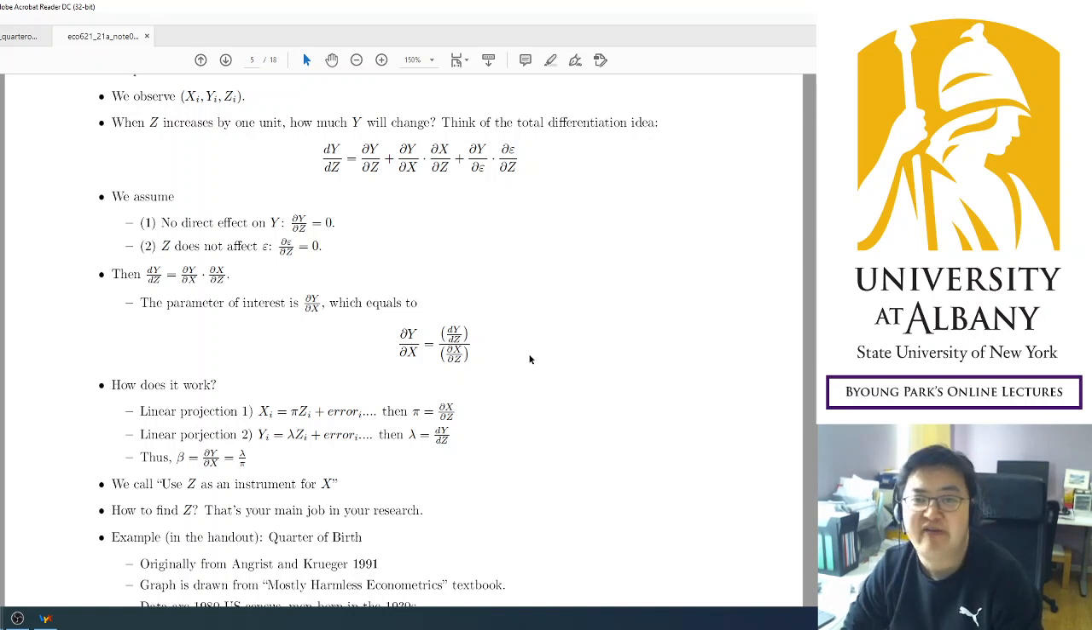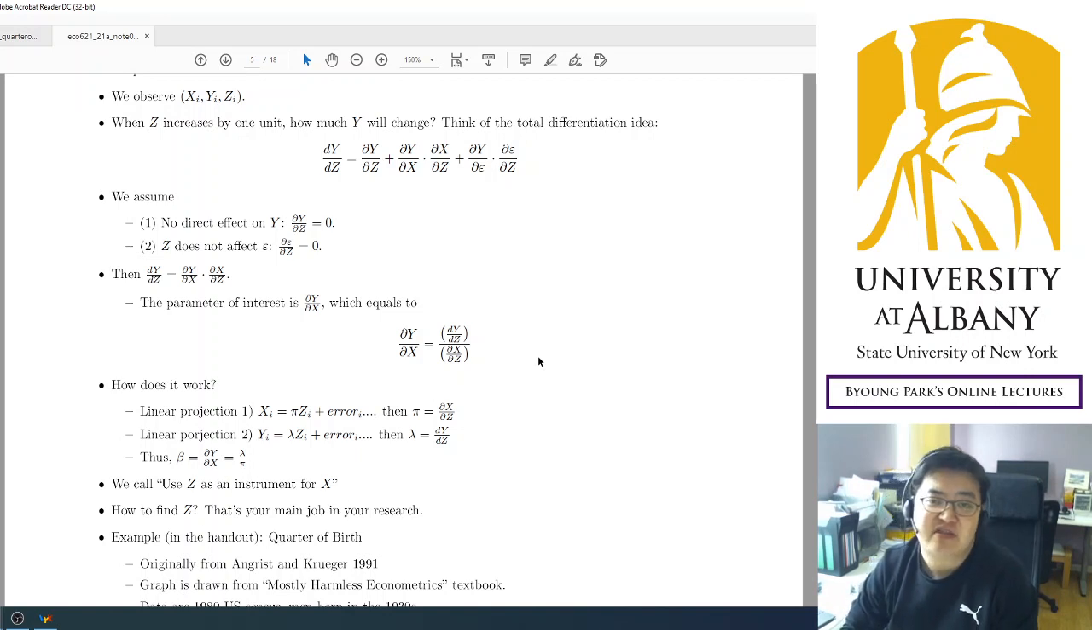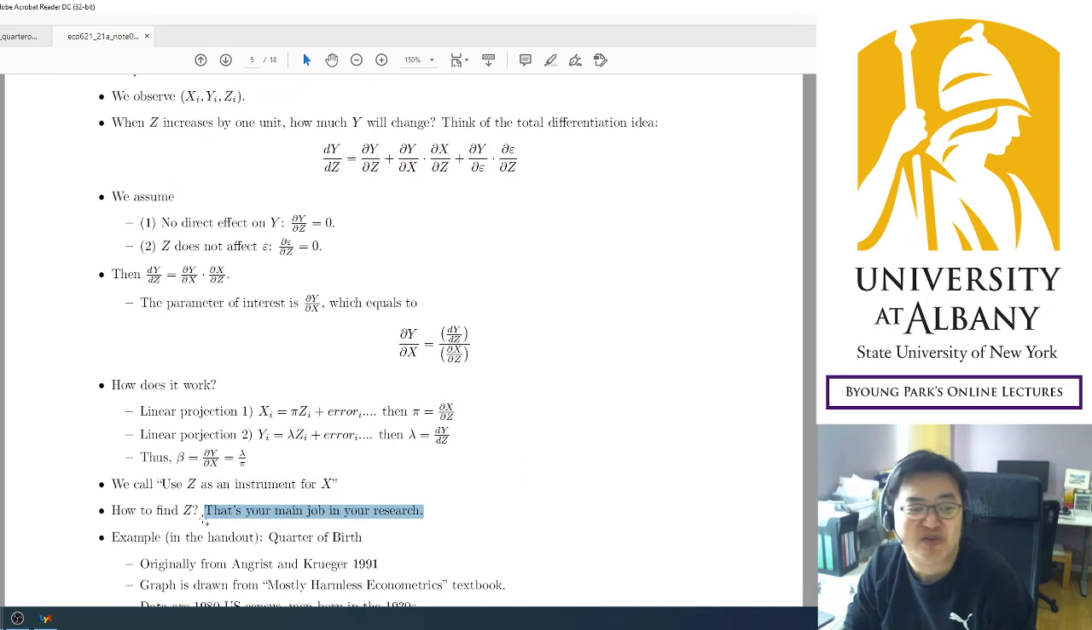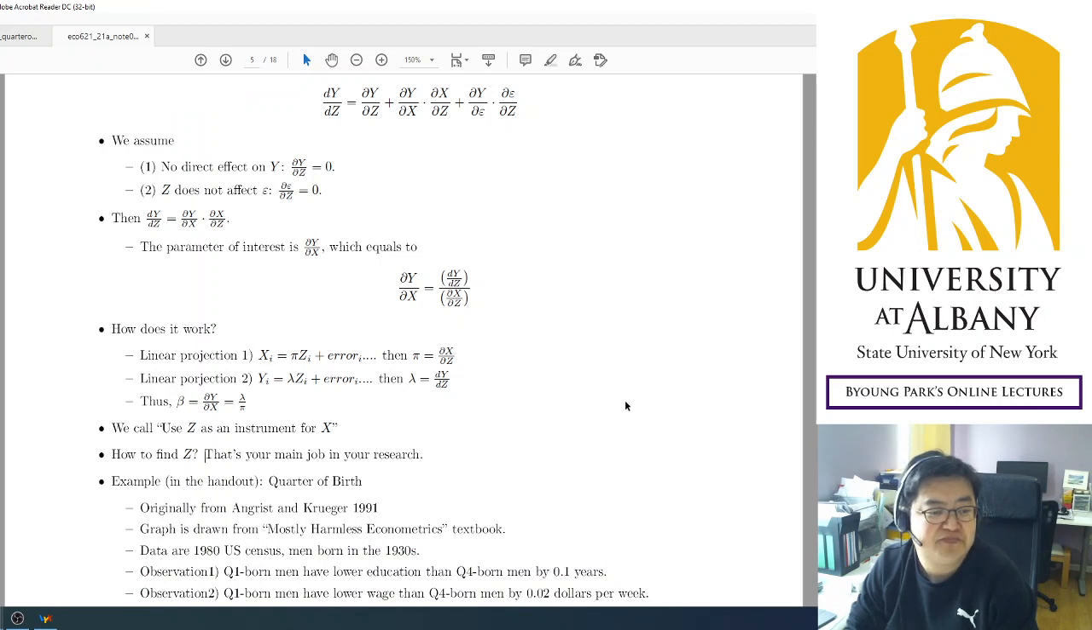Then, how can we find Z? It seems that if you have a new variable Z, then you don't have any problem. It's pretty simple. That is right. It's pretty simple in the end. But finding Z is very difficult. That is usually your main job in your research. If you can find a nice instrument for an important question, that will do your PhD. If I could answer this question, if I knew this, then I would get a Nobel Prize.